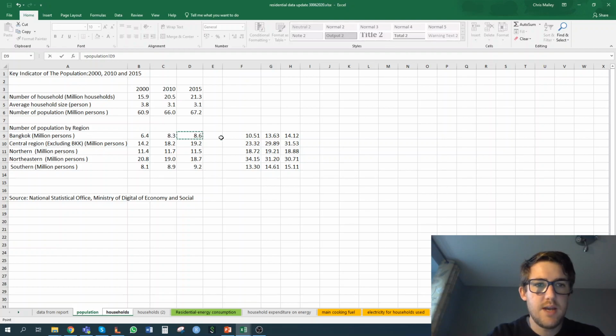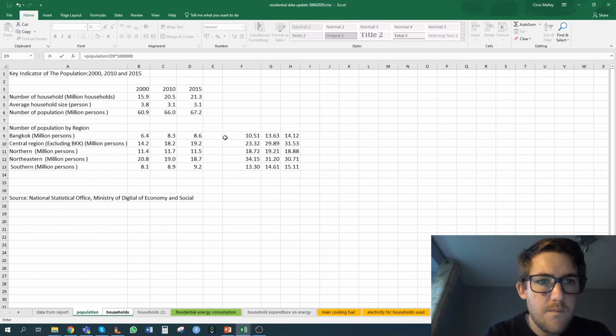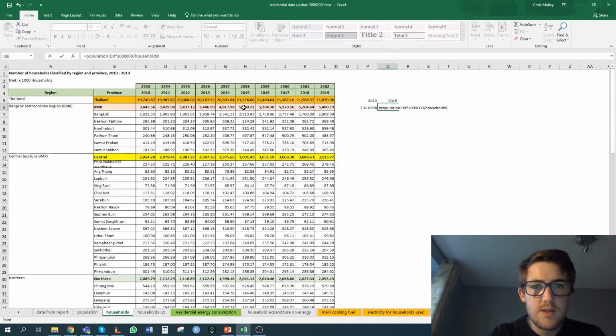We have 8.6 million people divided by the total number of households in Bangkok.